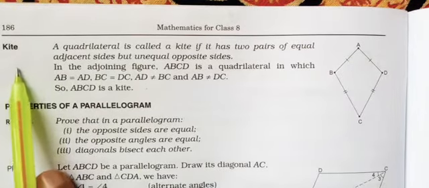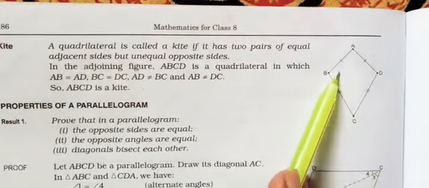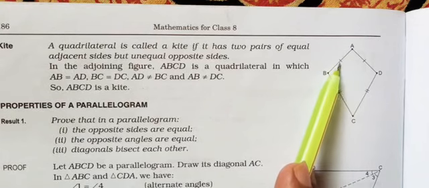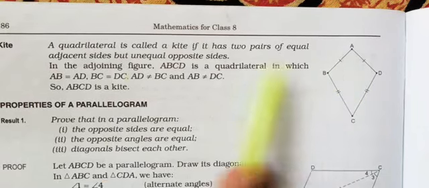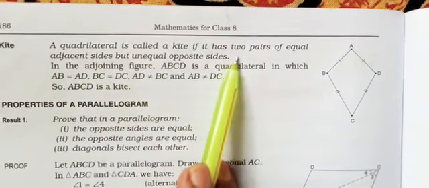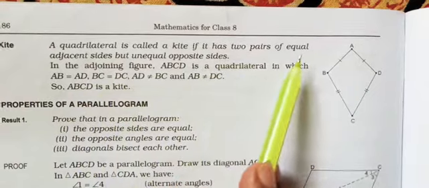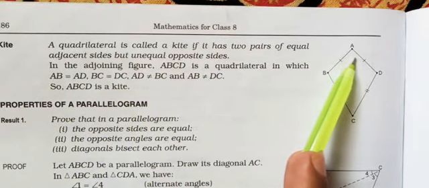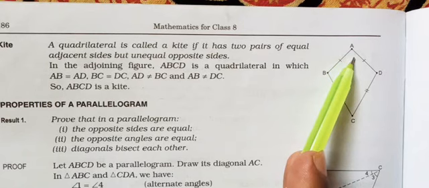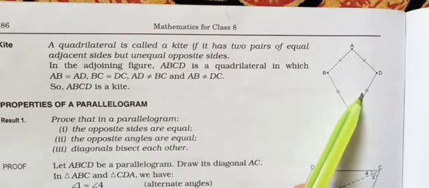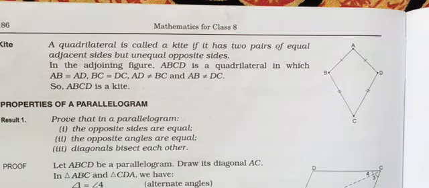Come to another figure, kite. This is a kite. A kite is a quadrilateral which has two pairs of equal adjacent sides. This side is equal to this, and these are adjacent sides. And this side is equal to this, and these are adjacent sides. So this is called a kite.